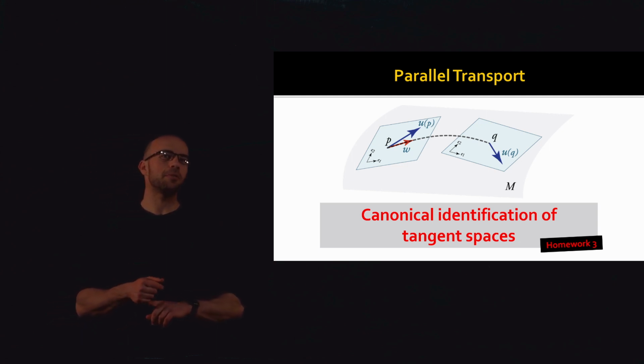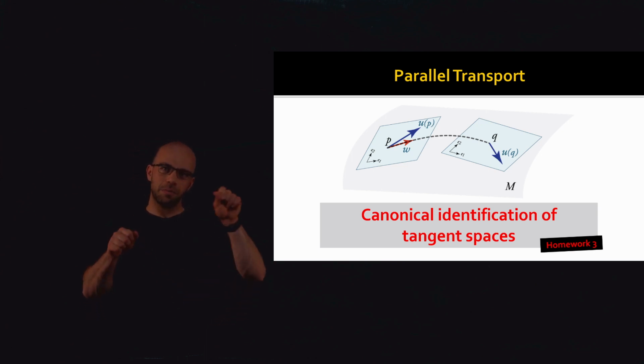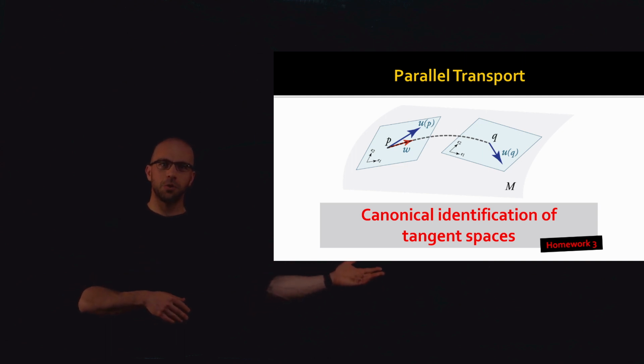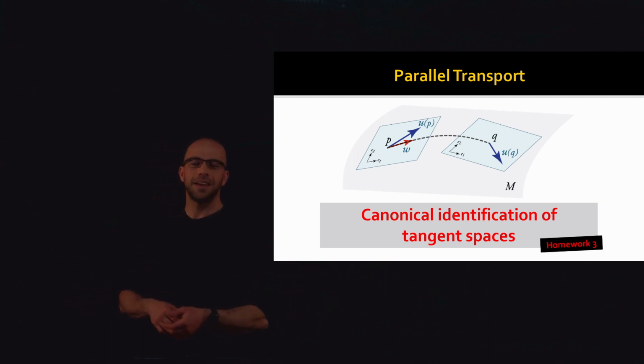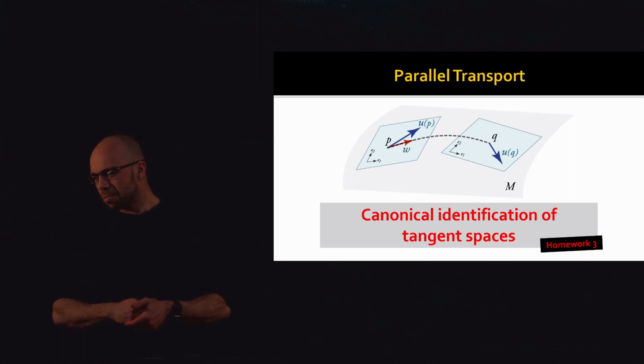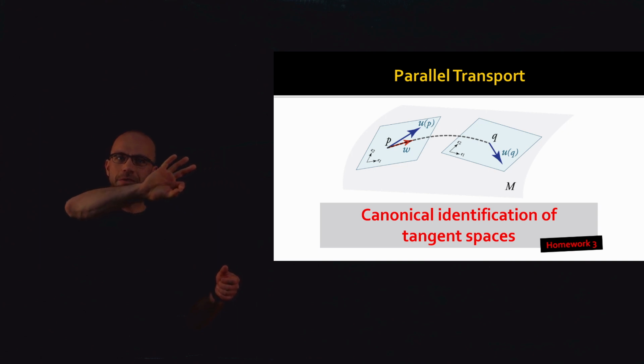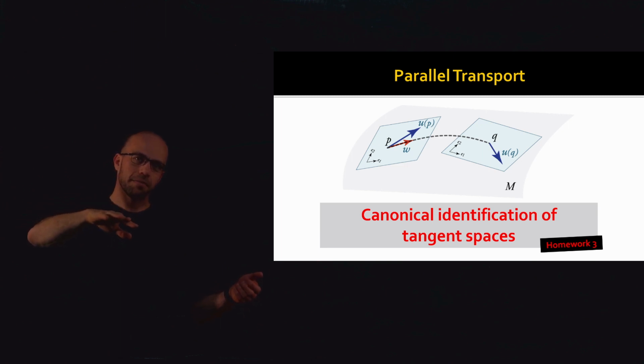If you remember, parallel transport is basically a canonical way to identify tangent spaces at two different points, really I should say two points connected by a curve. And the way that we defined parallel transport on our homework was using a particular ODE, which said that as I drag a vector, in this case u, along a curve, it needs to stay in the tangent plane. That kind of makes sense.